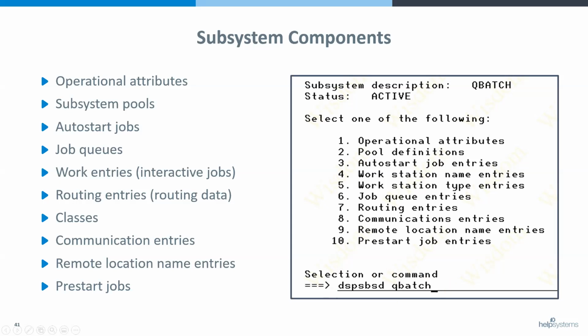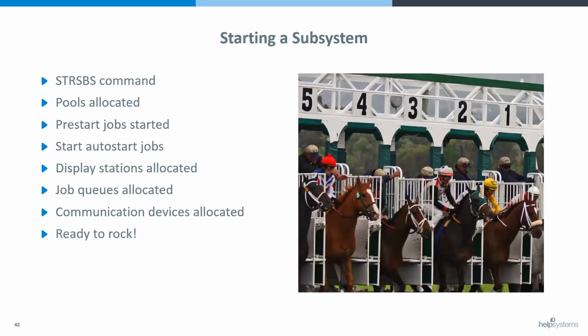So Ash, what happens when somebody starts a subsystem? How does that work? Well, it's a simple command, but there's an awful lot that goes on under the covers. So memory pools are allocated. You talked about these prestart jobs. They get fired off. There's lots of other bits happening here.